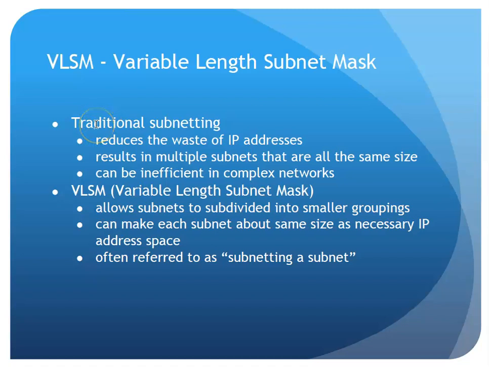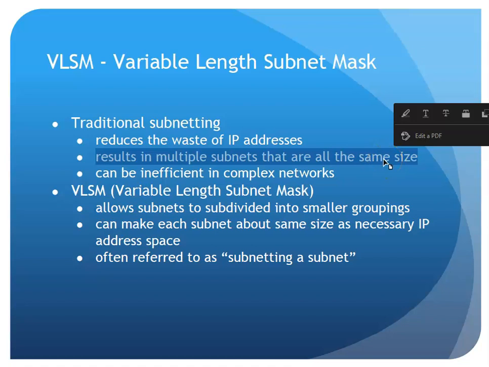With the traditional subnetting we've been spending time on, it does reduce the waste of IP addresses. However, all the subnets are equal size, and that actually can be inefficient sometimes. I might have leftover subnets, or I might have a subnet where I've allocated 64 addresses, but I really only need like 40 or 50. There's a lot of wasted IP addresses in there.